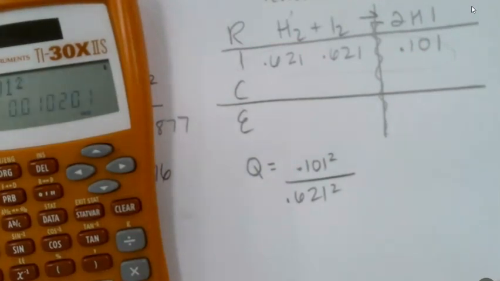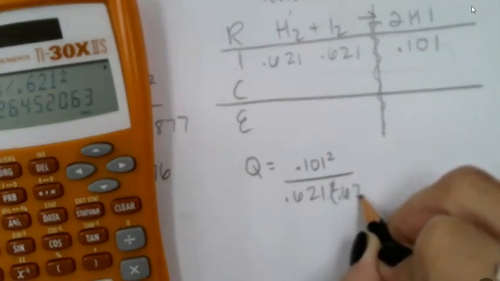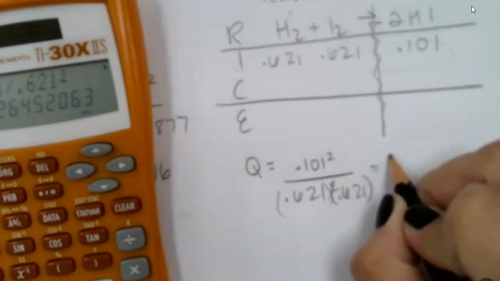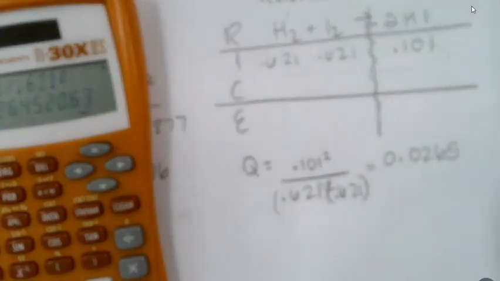0.101 squared divided by 0.621 squared. I'm just squaring it because they were the same. I got 0.0265 for Q.